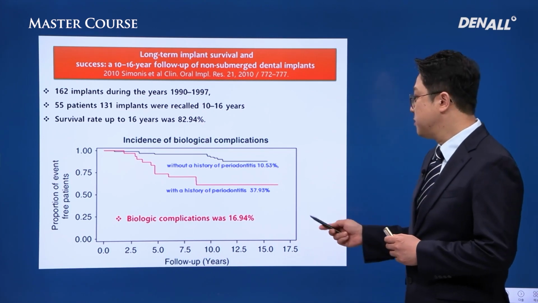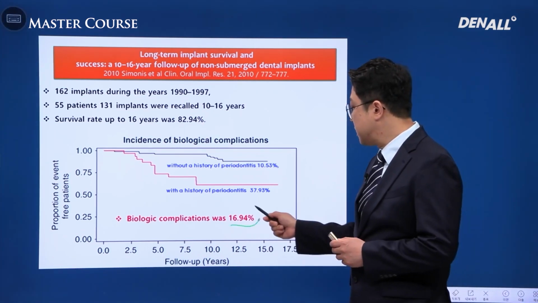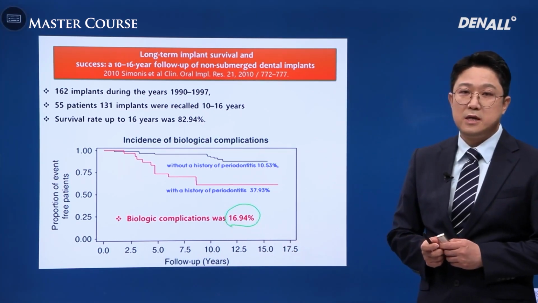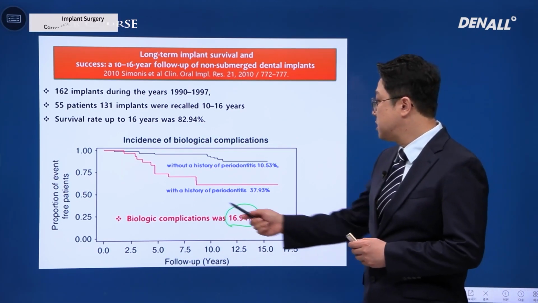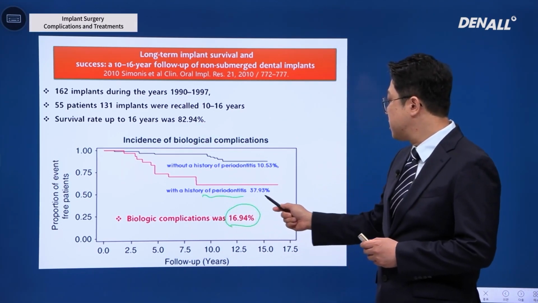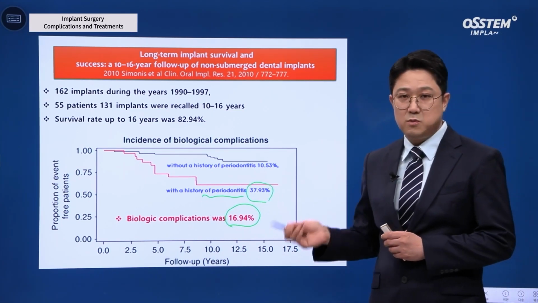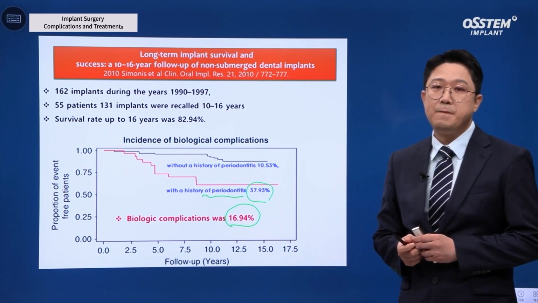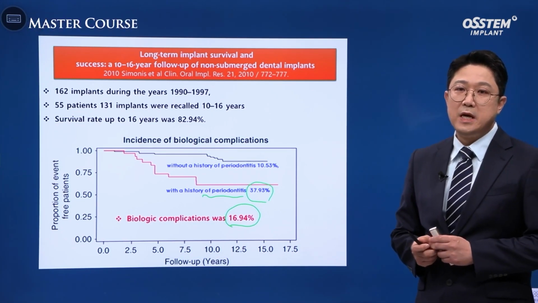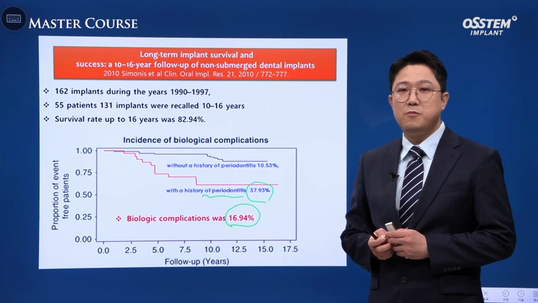If you look at this study, there are about 17% of biologic complications. Those with periodontitis have a higher percentage of complications. And this is because they already had periodontitis before the implants were placed.